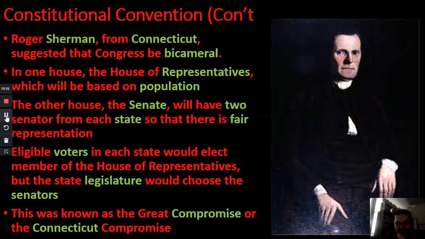So this guy right here, that's Roger Sherman. He's from Connecticut. And basically he says, wait, guys, I have a plan. Okay. So here's the thing. Just follow along with me. We'll make Congress a bicameral, so two houses. One house will be the House of Representatives.